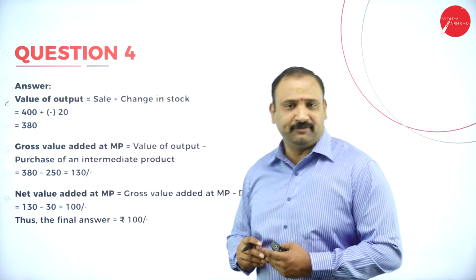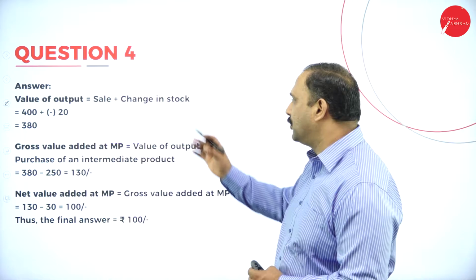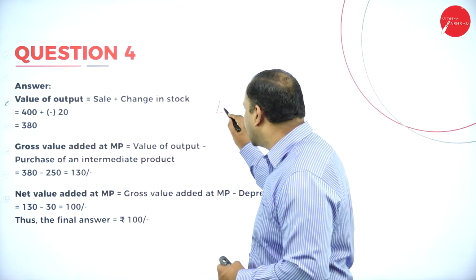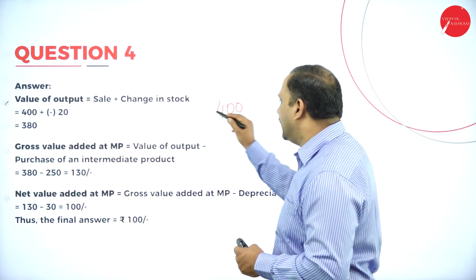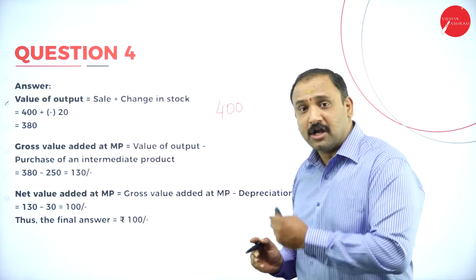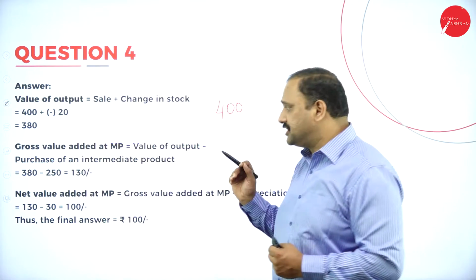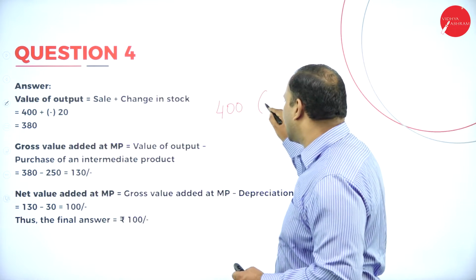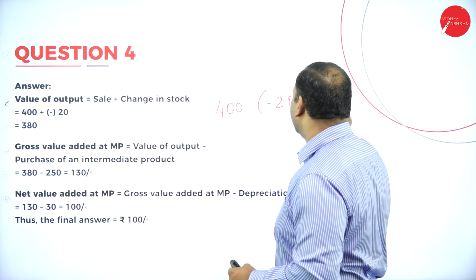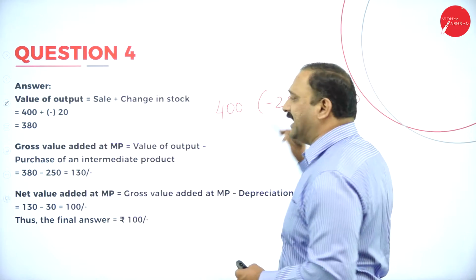The value of the output that we have to find out: the sale value given is 400, plus we need to add the change in stock. But we all know that the change in stock value is negative, so we will take that negative value. The final answer is 380.